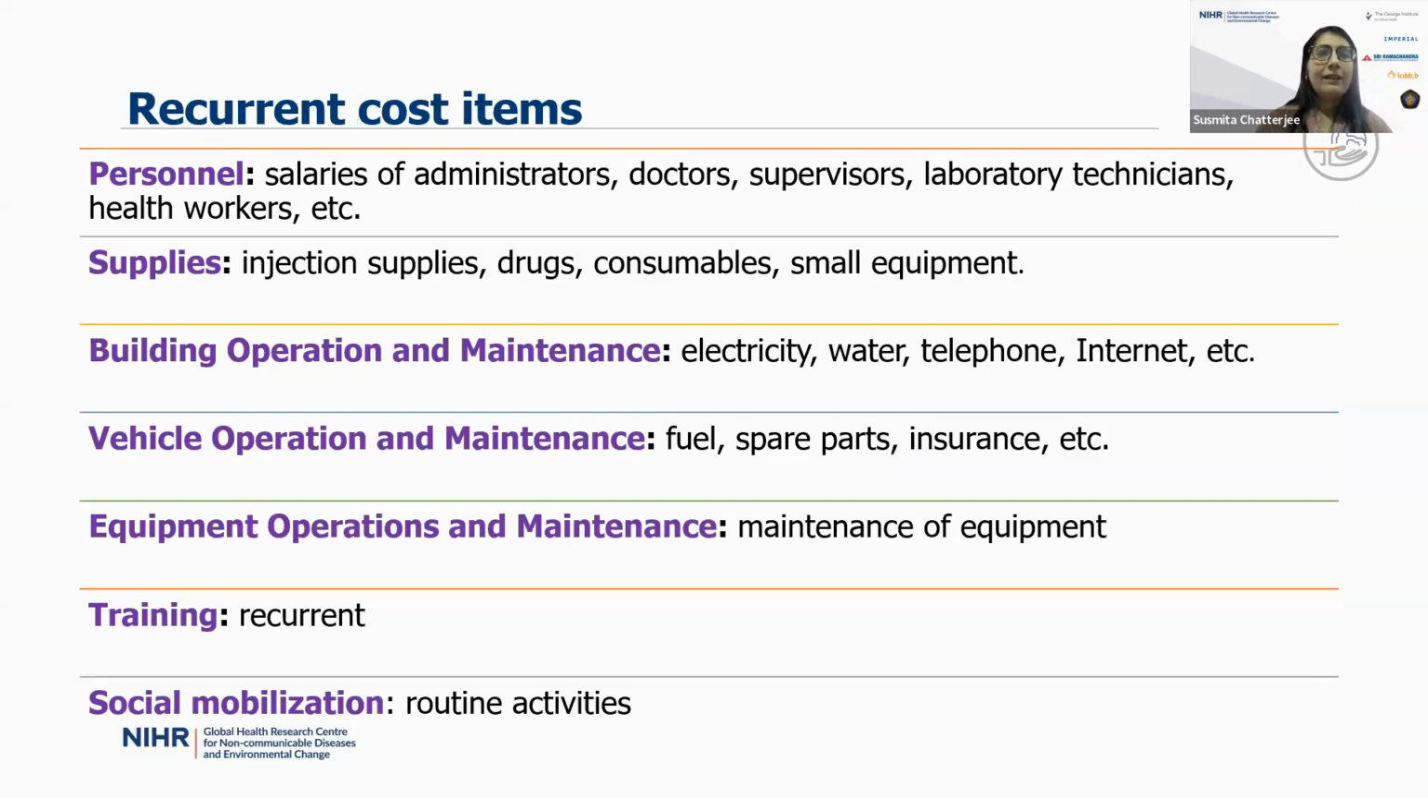Okay. Recurrent items: salaries, supplies, which will be recurrent expenses for the activity, whatever activity you were thinking. Building operation like electricity, water, telephone, fuel, spare parts, equipment: recurrent. Training: recurrent. Say, for example, you are doing a training and you are providing refreshments, you are providing travel expenses, travel reimbursement for the participants. Those are recurrent. But the training itself, the learning, the training itself is a capital cost. But other activities are recurrent, okay? So these are some examples of recurrent cost items.